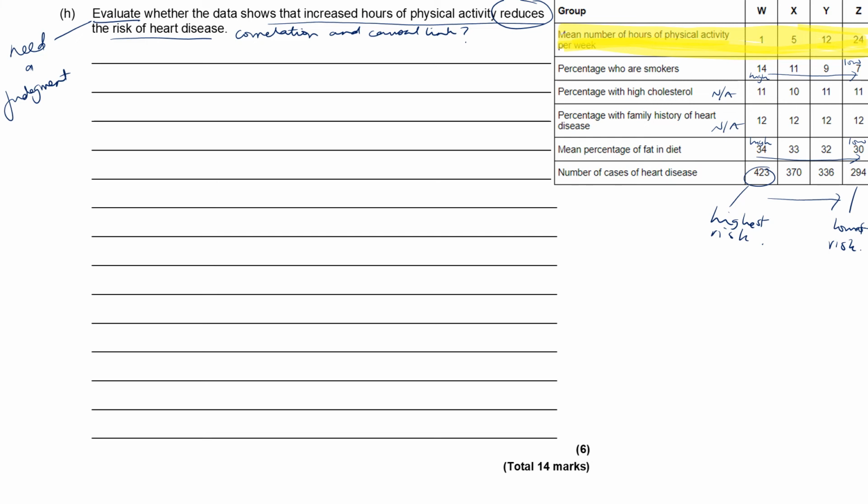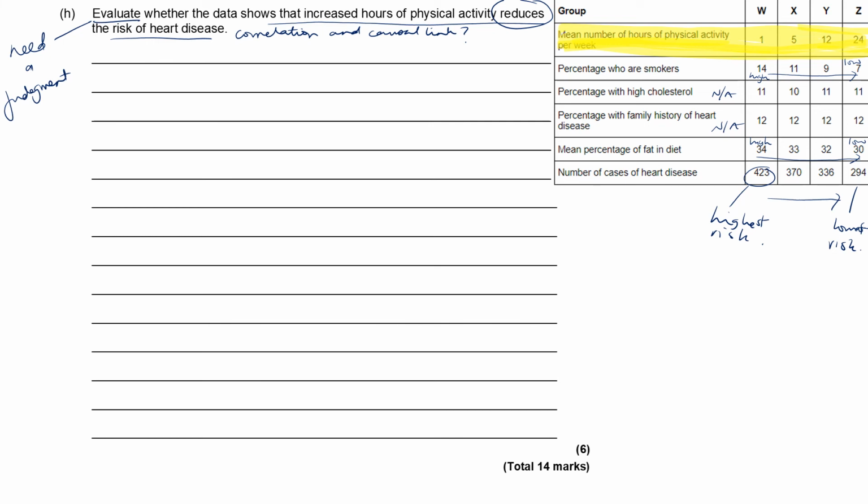So I've annotated the question because they've used the command word evaluate. I need to have a judgment. So I need to have a conclusion, a summary sentence to say what I think the data shows. Do I agree that increased physical activity does reduce the risk of heart disease or not? And I've just also added correlation and a causal link. So I'm trying to see if there is a correlation between those two, and if so, is there a causal link? And that's what I'm trying to evaluate.